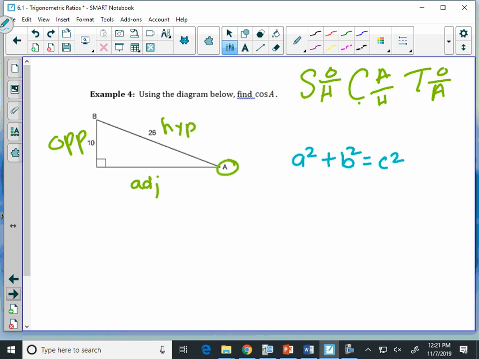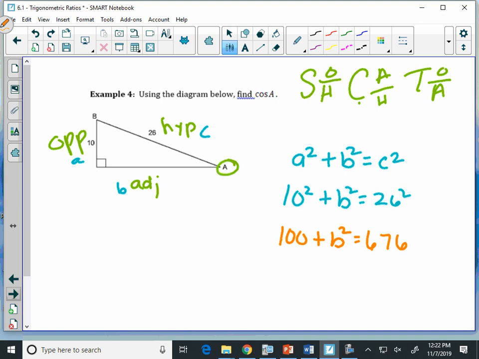Okay? The hypotenuse is always our C, and then it doesn't matter, make that my A and that my B. A is 10, so 10 squared plus B squared, that's what we're trying to find, equals c squared, which is 26 squared. And then solve for b. So what is 10 squared? 100. What is 26 squared? 676?